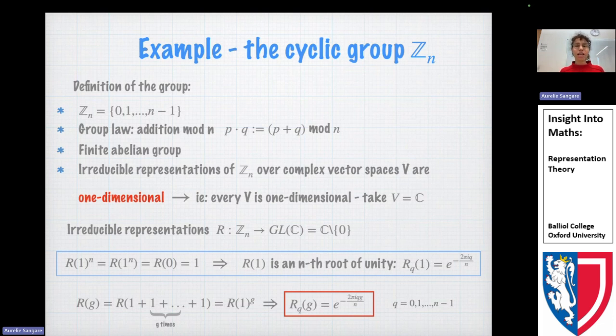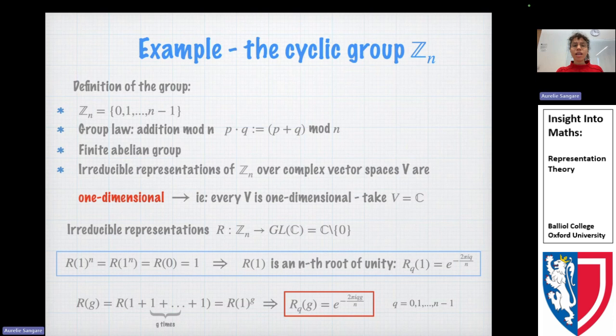So the set in the cyclic group, for any natural number n, it is 0, 1 until n minus 1. So it's all the natural numbers starting at 0 and going until n minus 1. And the group law, so the operation defined on the set 0, 1 to n minus 1, is addition mod n. So addition is just the standard addition that you know, and the mod n just means that if the result of your addition is n, then you have n mod n, which is 0.